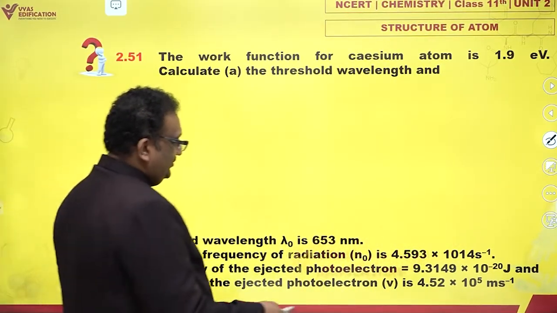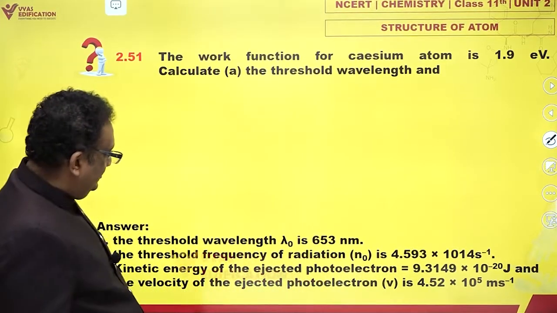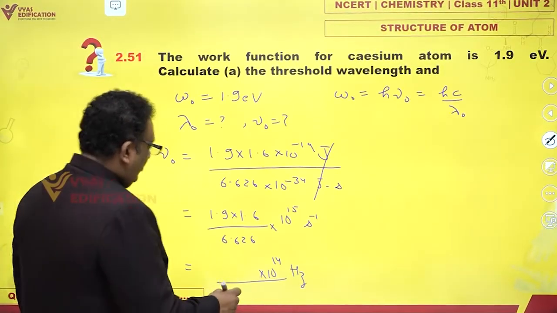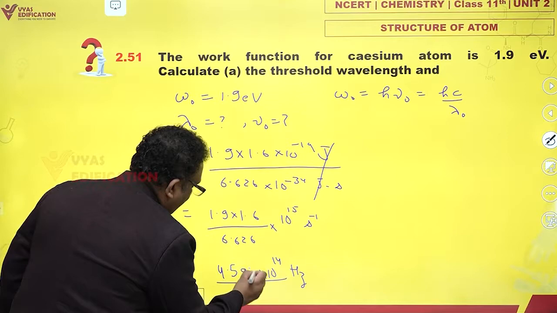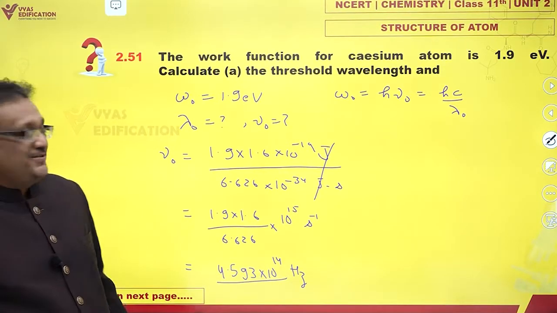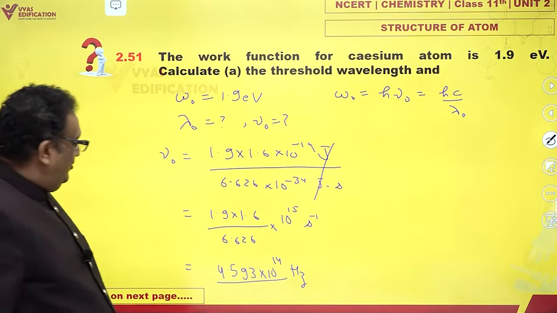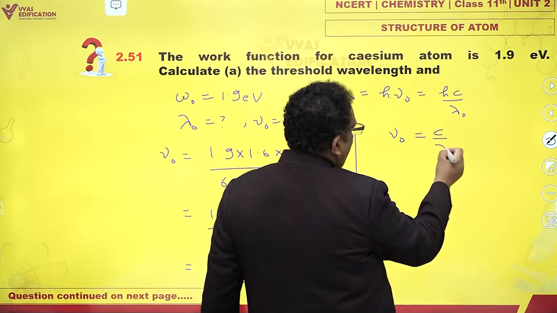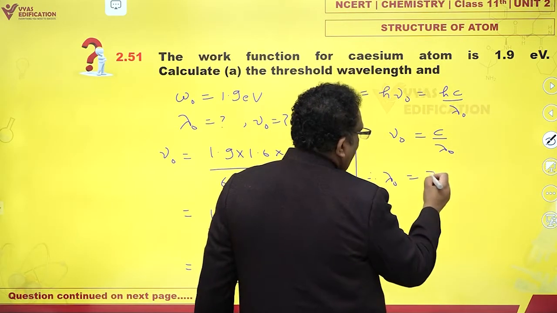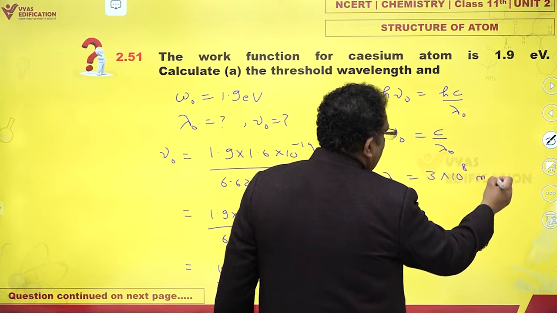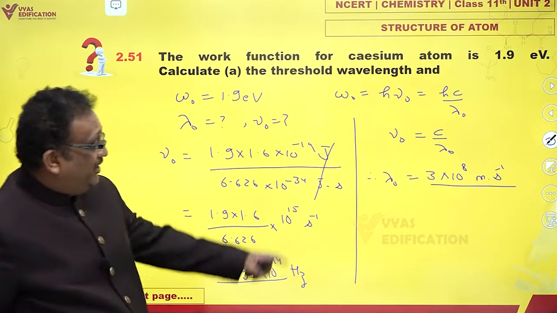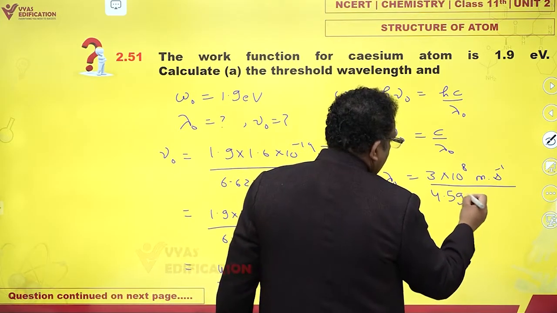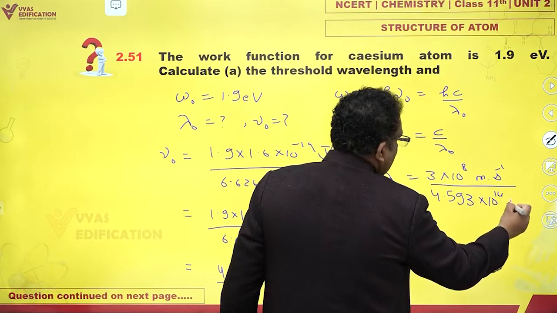What is that here? 4.593. Let me write it down for you. 4.593 into 10 raised to 14 hertz. This is threshold frequency, right? What about threshold wavelength? Nu naught is c by lambda naught. Therefore, lambda naught will be 3 into 10 raised to 8 meters per second divided by threshold frequency 4.593 into 10 raised to 14 per second.